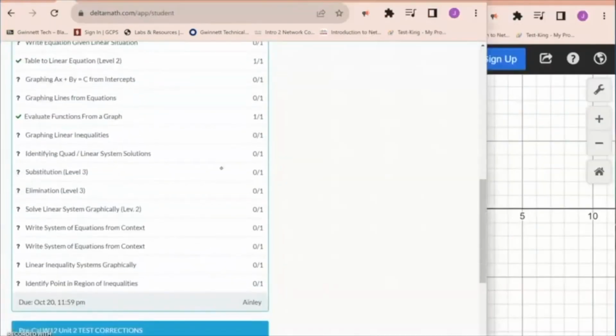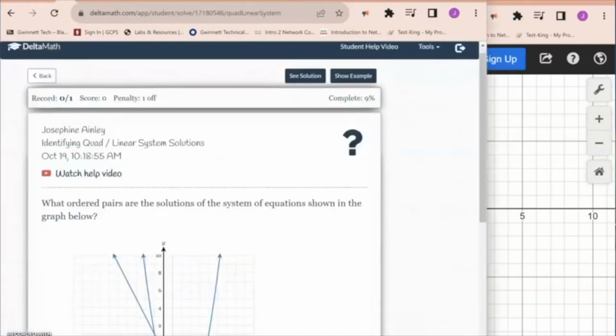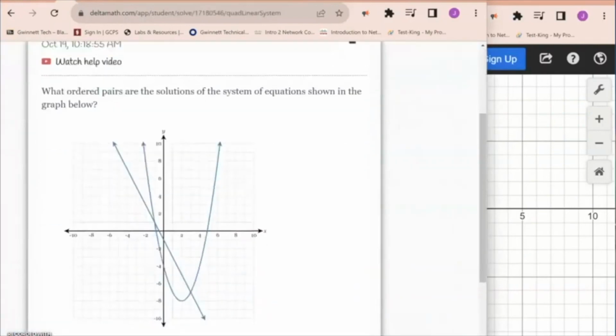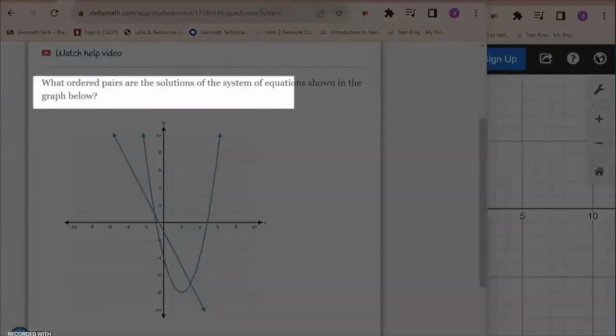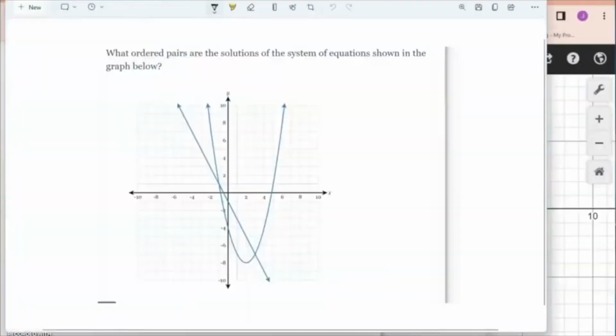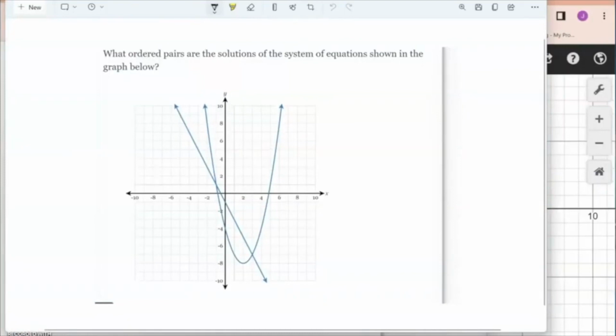All right, so we're going to take a look at identifying quadratic and linear systems or solutions. These are pretty straightforward. Remember that anytime you have a system of equations, the solutions are the intersections where the lines cross each other. So where does this quadratic cross this linear? So it crosses right here. That's a solution, and this is a solution.